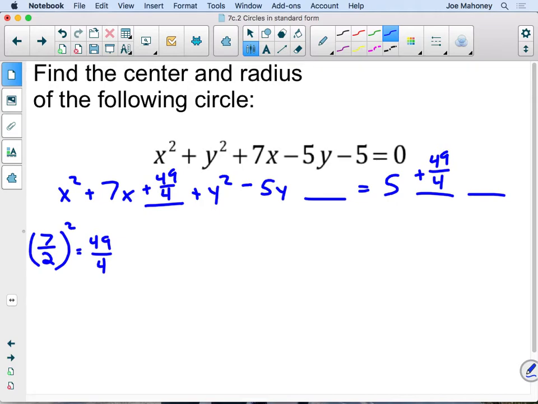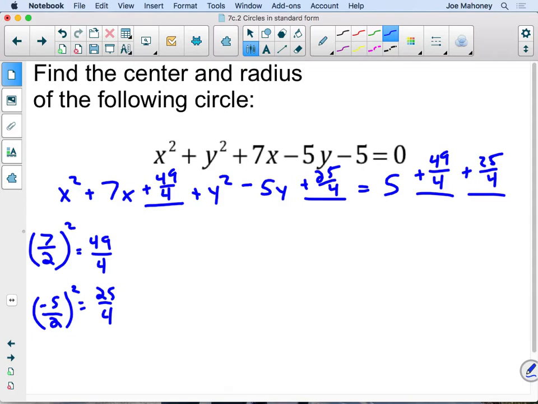And we're going to do the same thing with -5. We're going to divide it by 2 and square it. And we're going to get a 25 over 4. So I'm going to put a plus 25 over 4 and a plus 25 over 4. And you're like, whoa, hold on, this is crazy. No, it's not too bad yet. But now we got to factor.